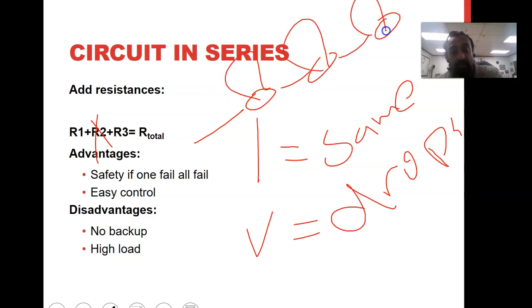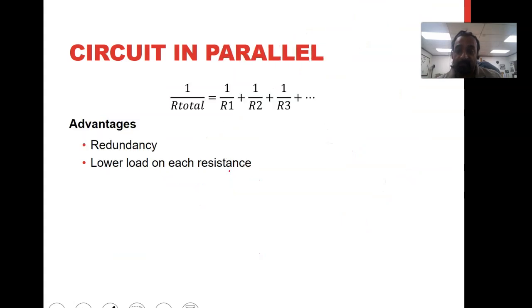So this is three light bulbs in series. If one of them fails, all of them fail. We know that from the beginning, so this is a good safety control. You put switches in series, so if one of them is activated, the whole circuit comes down. So it's used for safety and control. The disadvantage is that there is no backup. And if you add loads in series, you're going to have a high load, which is not recommended. So for loads, you want to connect them in parallel, and for switches, controls and safety, you want to connect them in series.